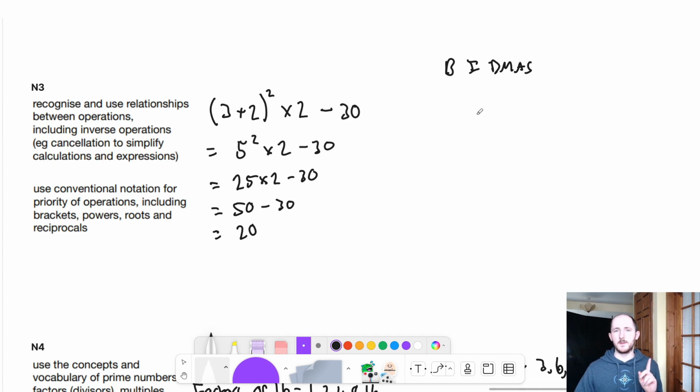Now, one question I do get asked is where do things like square roots and cube roots fit into here? Well, both of these are indices. So you do them at the same time that you do any indices, okay? So they're the same thing as squaring, for example.